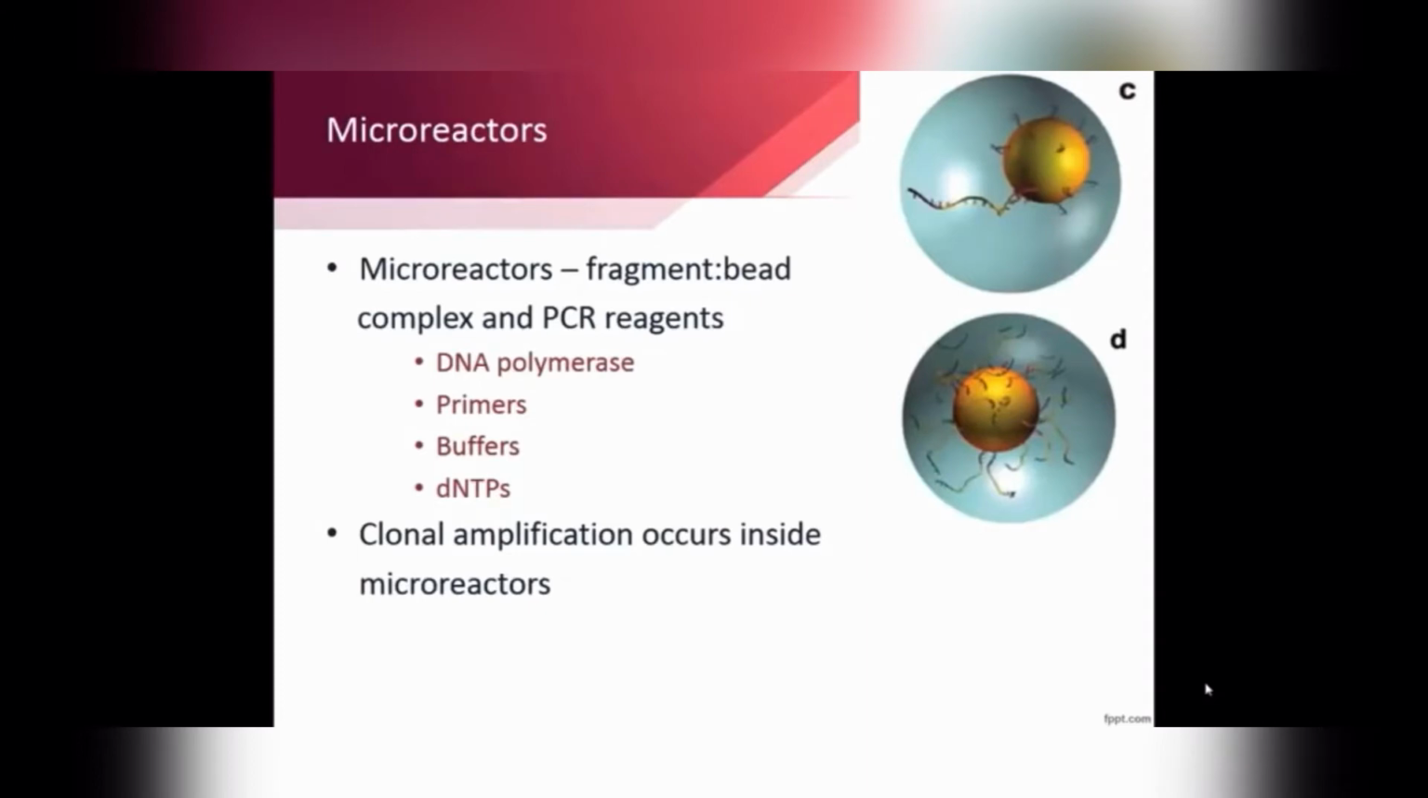Microreactors are fragment bead complexes in the PCR reagents in the emulsion micelles, or droplets. Each of these microreactors are ready to start amplifying the sequence. Primers are used as a starting point for DNA synthesis. DNA polymerase, the enzyme used in the body to copy DNA, is then used to add the nucleotides, or the dNTPs, from these primers. Buffers are added so that the pH is at optimum level for enzymatic activity. Micelles produce 1 million copies of each DNA fragment on the surface of each bead.